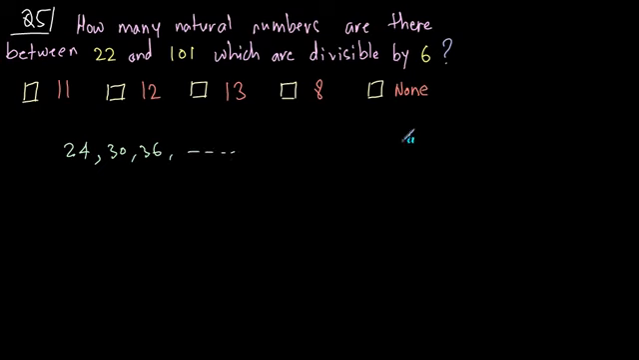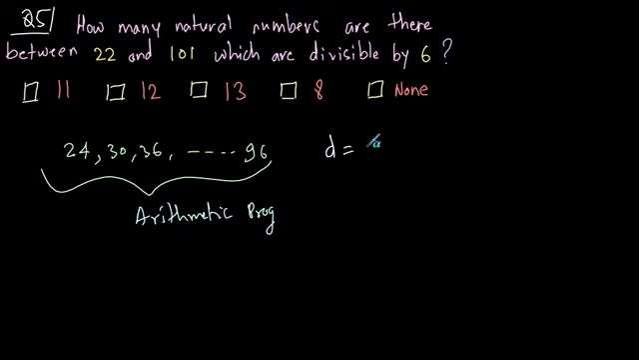And the last term here would be, let's subtract 1 from 101 and go back till we find a number which is divisible by 6. So 100 is not divisible, 99 is not divisible, 98 is not, 97 is not divisible, I think 96 is divisible. So we have the series, we have the first term and the last term. This series is actually an arithmetic progression, and here the difference is equal to 6.